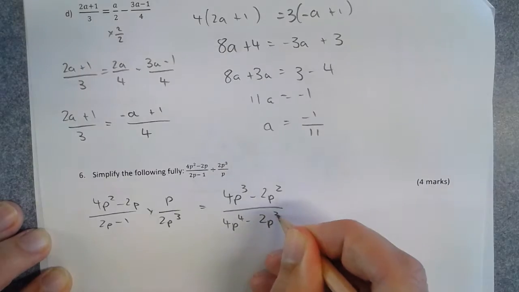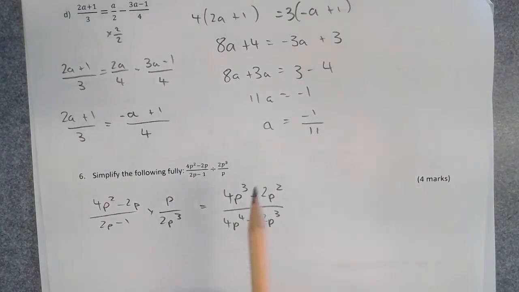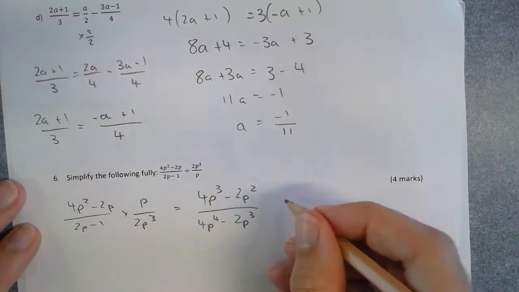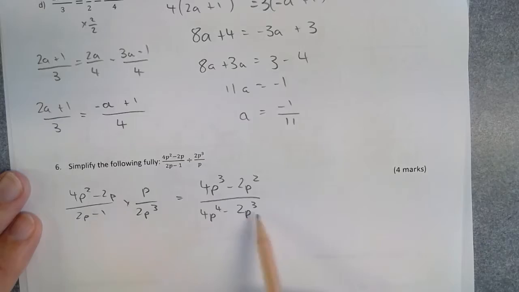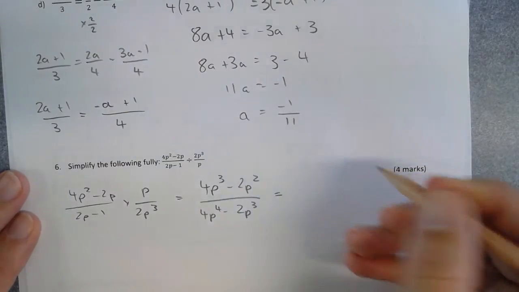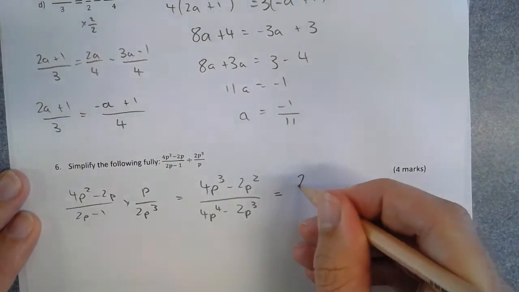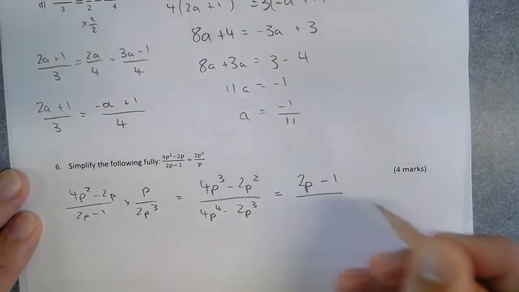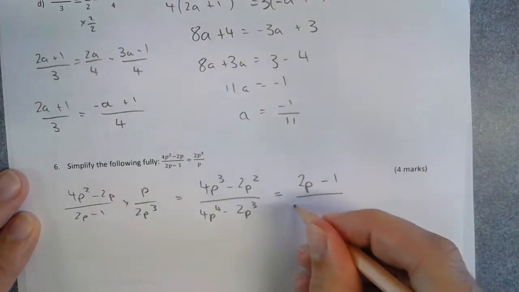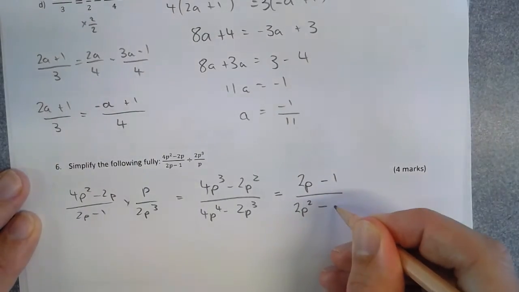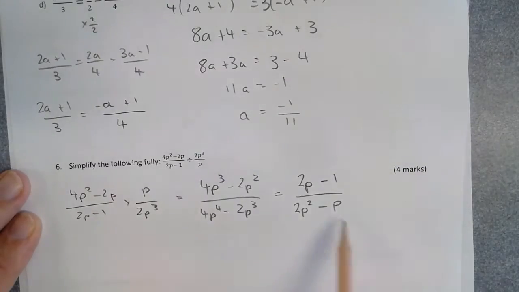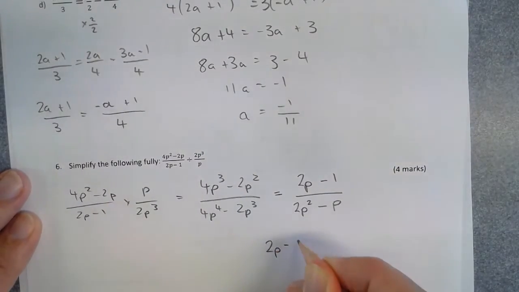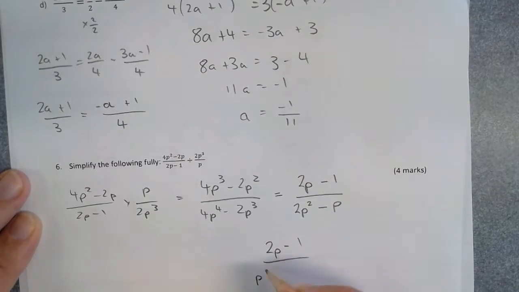4p to the 4 minus 2p cubed. Now what we want to do is factorise the top and bottom to see if it simplifies further. Well, first actually we can divide everything here by p squared and 2. So let's do that first. So we divide everything by 2p squared. We end up with 2p minus 1. Divide by 2p squared. We end up with 2p squared minus p. So just double check that. Now we can factorise the denominator to take out the p, and we end up with 2p minus 1.